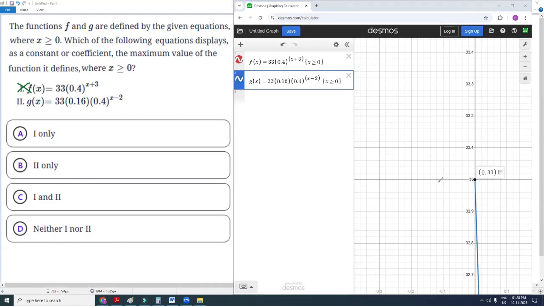And the same thing, to get the maximum value for the function g of x, we have to consider the y-coordinate, that is 33. 33 is the maximum value of the function g of x, and this 33 is displayed as a coefficient over here. So the second function g of x displays its maximum value 33 as a coefficient. The correct answer choice for this question is II only. Okay, let's look at the next question.